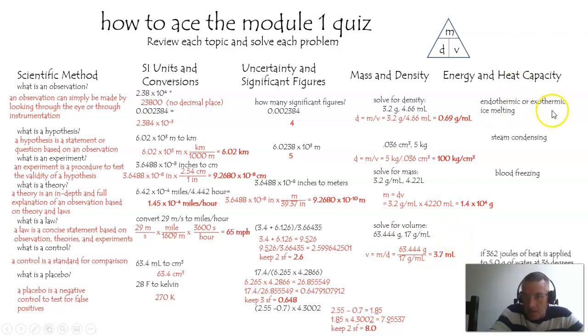Is it endo or is it exo? Going uphill is always endo. That means like melting something or boiling it. You're applying heat underneath it. So that means it's endothermic. Anything going the other way must be exo.